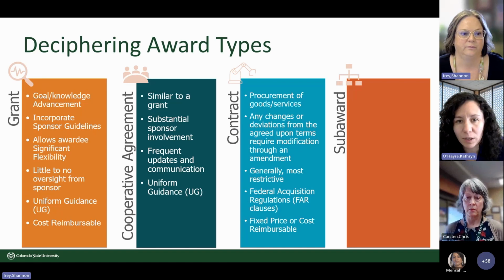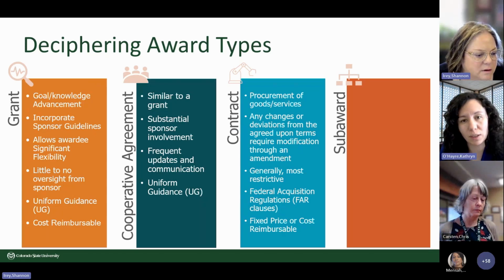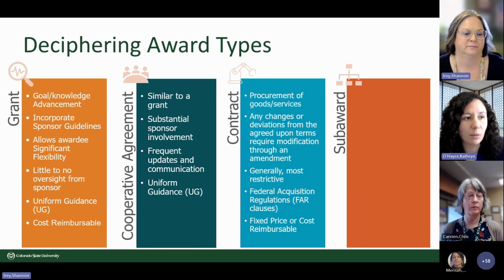And I think someone got fixed price, right? Wasn't that in the list? It could be cost reimbursable, but this is where we start saying fixed price. Yep, Christy got that one. Good job, everyone. Last one, subaward.